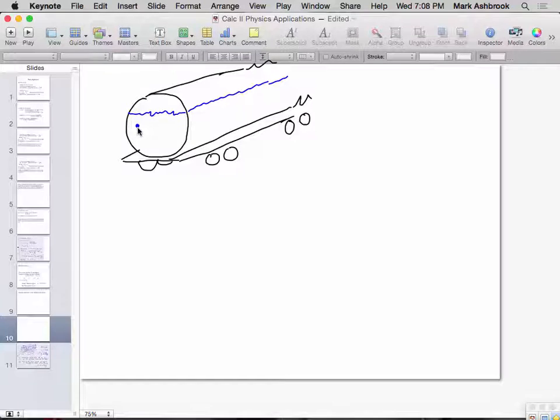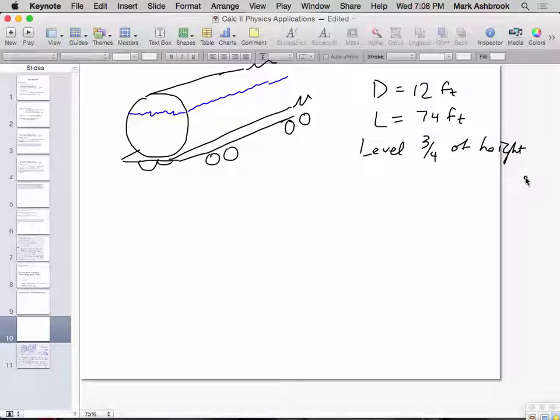Okay, so the diameter is 12 feet. The length is 74 feet. And the fluid level is 3/4 of the height. Not by volume, 3/4 by height.